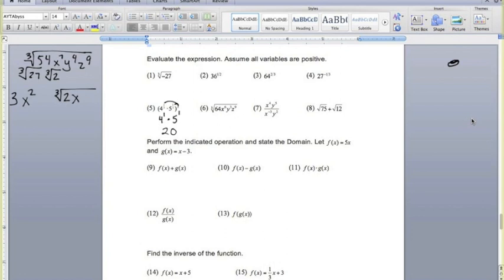Y to the 4th, 4 divided by 3, goes in evenly how many times? 1 with a remainder of 1. So 1 comes out, 1 stays in. And Z has a power of 9. 3 goes into 9 evenly. How many times? 3 times. So 3 come out. Remainder of none, so none are staying in. So that would be our final answer.